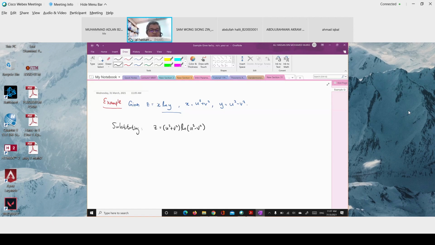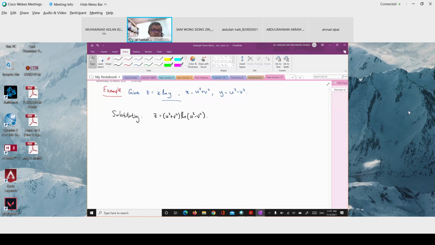After the substitution, you can see that z as a whole is a function of u and v. So we can find z partial u as well as z partial v directly from here. For example, what is z partial u? We can think of this as a product, so we use the product rule. We differentiate u squared plus v squared times ln(u squared minus v squared), and then we differentiate the second function with respect to u. So I'm using the product rule here.